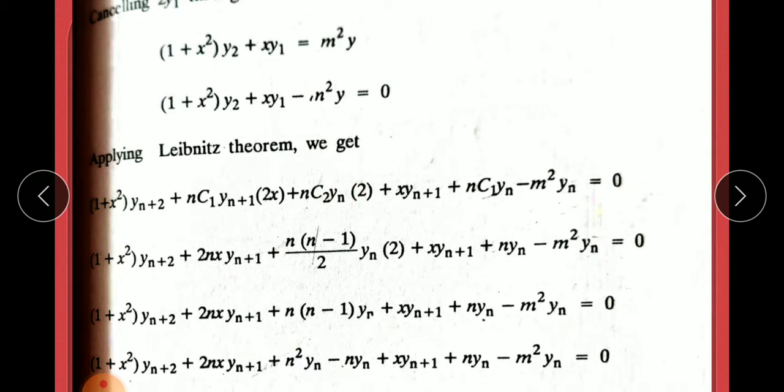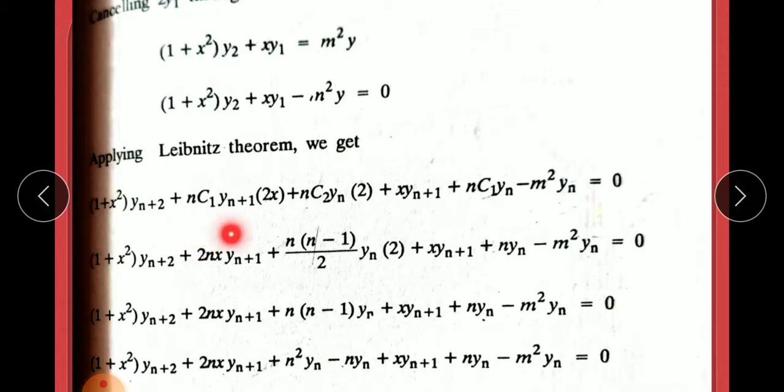Now applying the Leibniz theorem. We know the Leibniz theorem formula, so we are going to apply that. 1 plus x squared into y n plus 2, plus nC1 into y n plus 1 into 2x, plus nC2 into y n into 2, plus x y n plus 1, plus nC1 y n, minus m squared y n equals 0. Okay. So this is the first term. From that nC0 will come, that is 1, so we didn't write it.